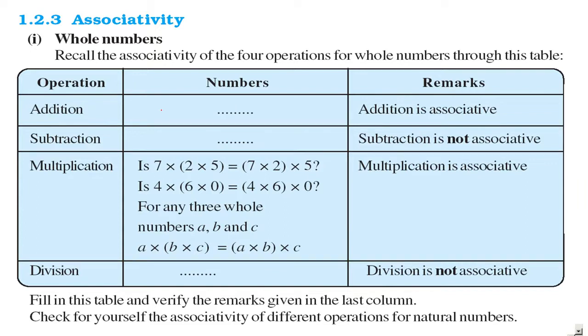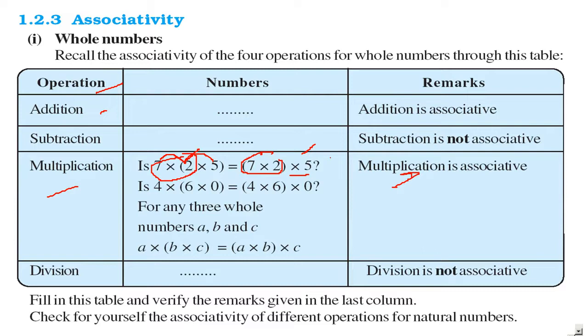Associativity. Associativity means that if you add whole numbers, it will be associative, meaning you'll get the same value however you group them. I'll give you an example. Subtraction is not associative here, right? We have four operations on whole numbers: addition, subtraction, multiplication, division. If you multiply 7 into 2 into 5, what I'm saying is, do 7 into 2 first, and then multiply by 5. The result will be the same on both sides.